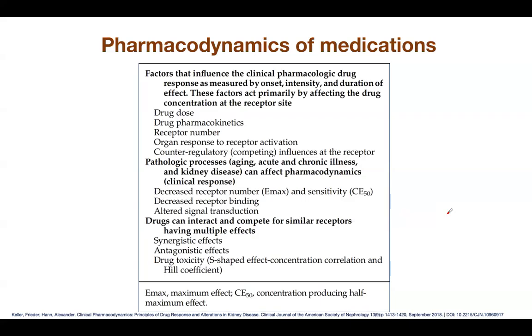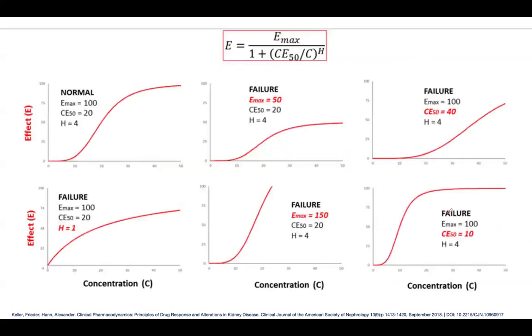So there could be a decreased receptor number. So ultimately the Emax will be changed and the sensitivity EC50 will be changed. So decreased receptor binding and altered signal transduction can happen with chronic kidney disease. And therefore, drugs can interact and compete for similar receptors, having multiple effects. It could be synergistic, antagonistic, or certain effect-concentration correlation with the Hill coefficient.